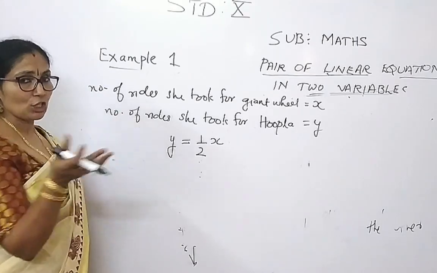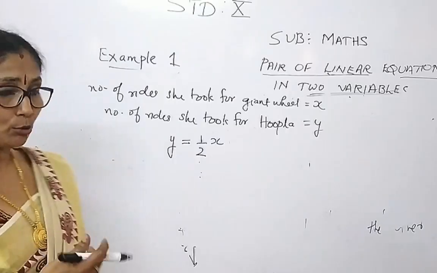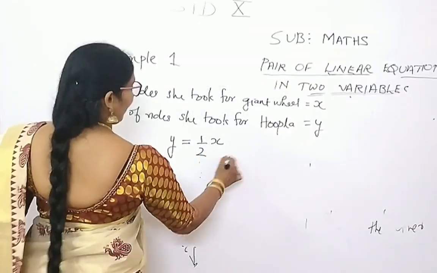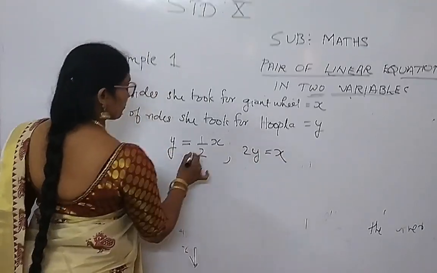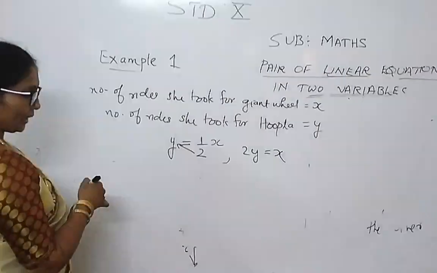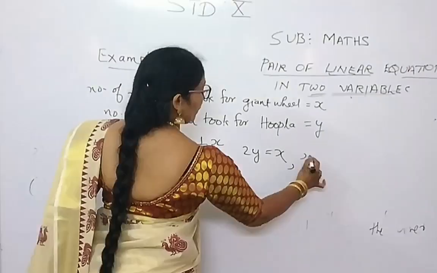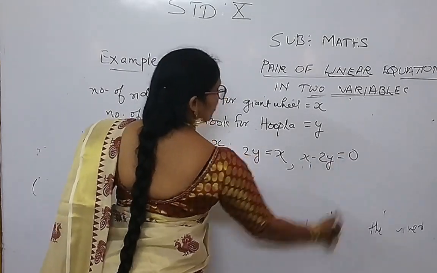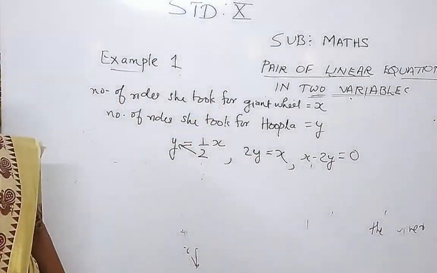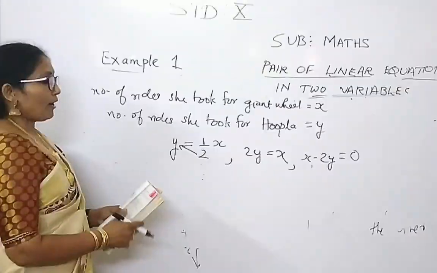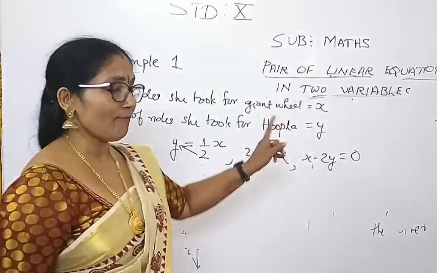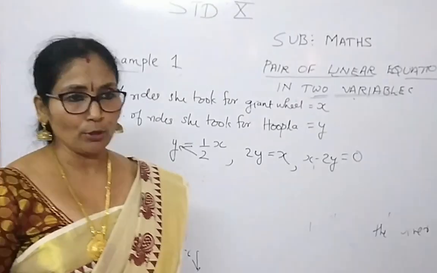Now you have to make it into a linear equation in two variables. How to write it? You can write this as 2y equal to x, because you have to cross multiply. So 2y equal to x. From here you will get the first equation: x minus 2y equal to 0. Now one more clue is given. You have got only one equation here. You have to get one more equation.